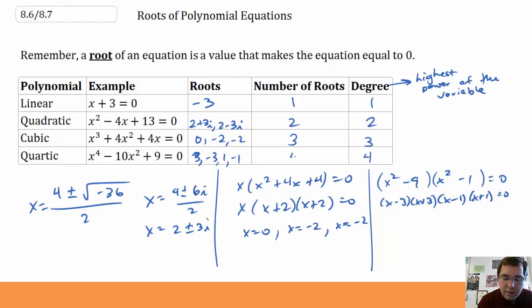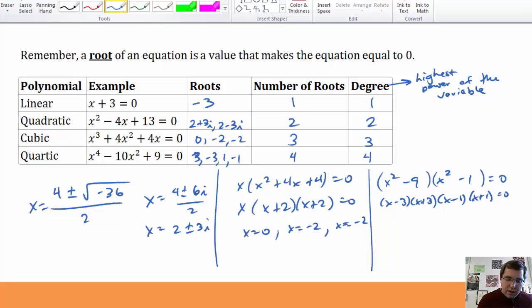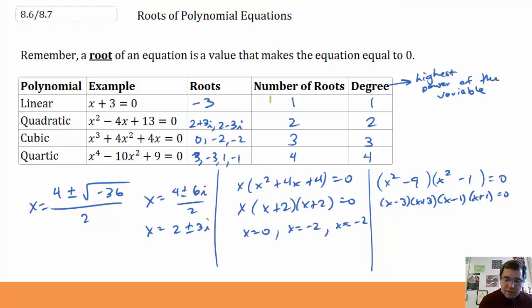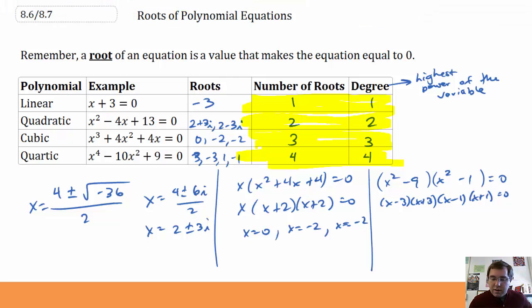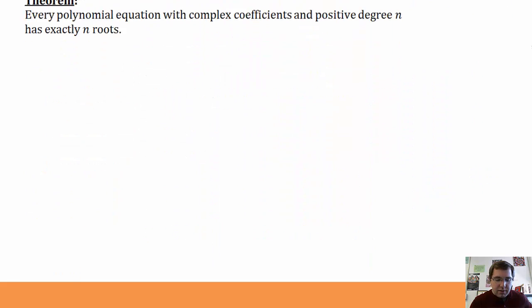How many of them do I have? I have 4 of them, and the degree was 4. Do you notice a pattern? You should, because you should notice that the number of roots is always equal to the degree. Is that a coincidence? I think not. And indeed, it's not. And I can summarize that in a theorem.